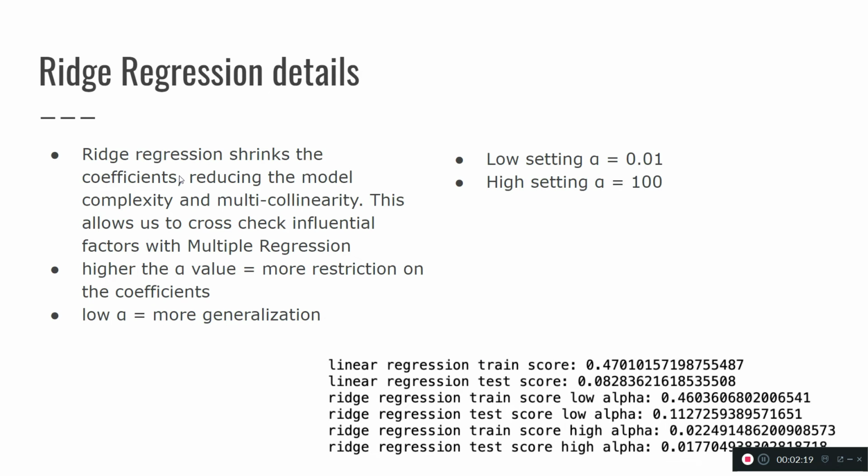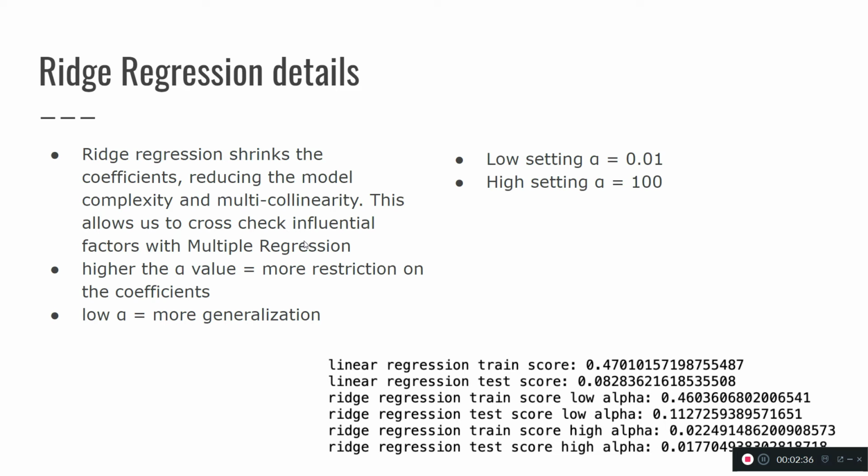Yeah, so then the other type of supervised learning we did was ridge regression. And you can see here it says ridge regression shrinks the coefficients, reducing the model complexity and multi-collinearity, which allows us to cross-check influential factors with multiple regression.